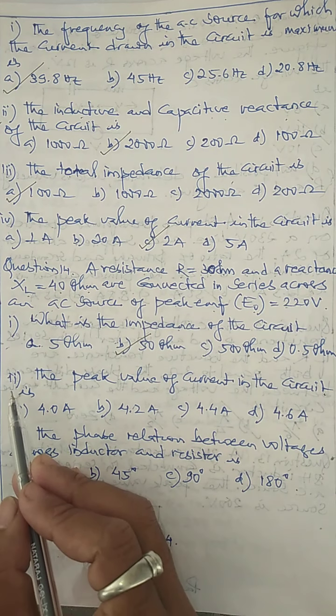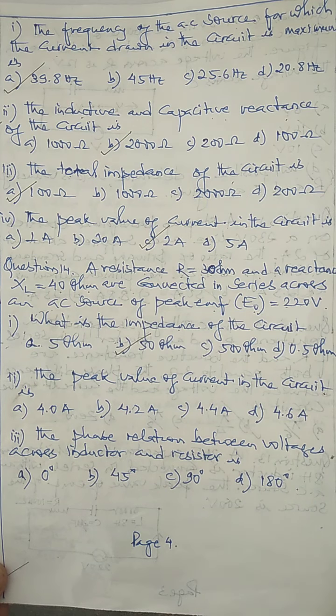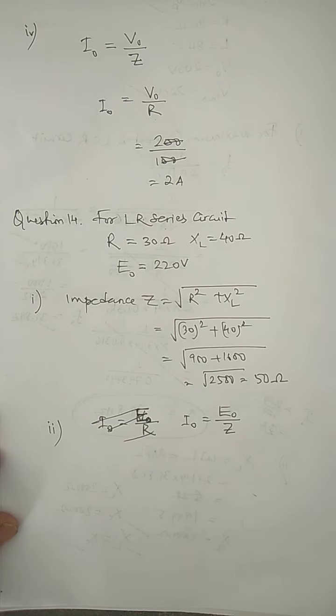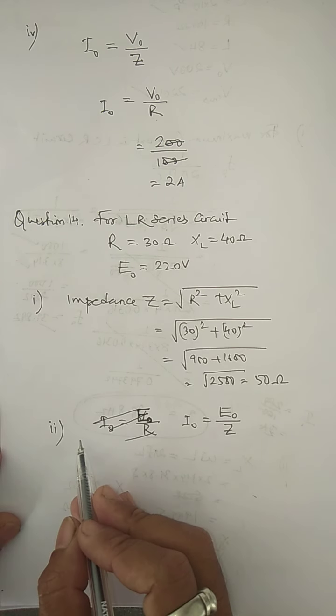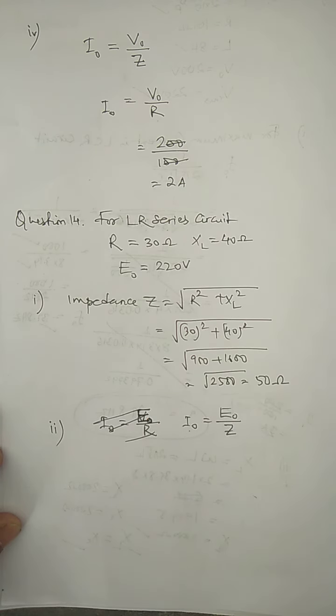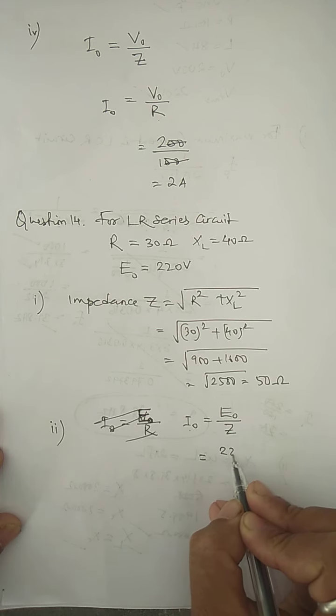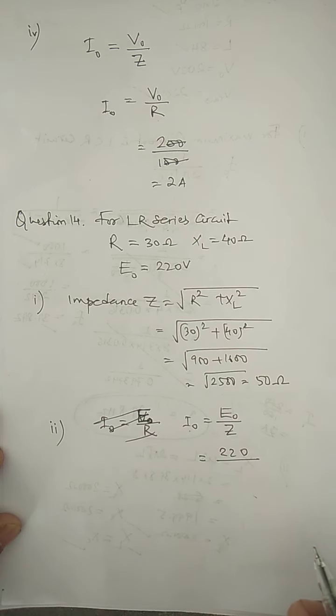Now the next part of this question, where we need to calculate the peak value of the current in the circuit. In an LR circuit, the peak value of current means peak value of voltage divided by impedance. So the peak value of current I naught equals the peak value of EMF, E naught, divided by impedance. So E naught is how much? 220. That is already given in the question.